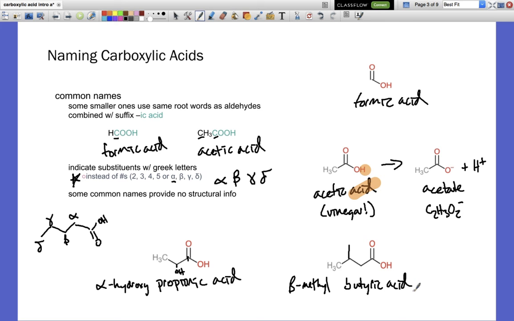So again, that's the one tricky thing with the common names. If you use common names, you have to use alpha, beta, gamma, delta for substituents. So don't use common names for those if you don't want to do that. All right, so that seems like a good place to start or to break up these notes.